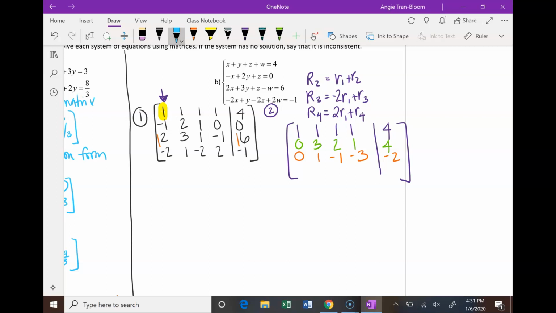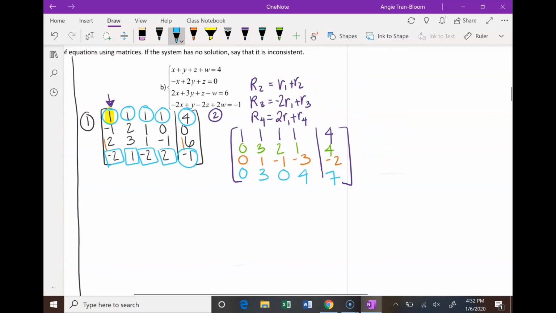Next, I'm changing row 4. 2 times row 1, which is 2. 2 plus negative 2 is 0. 2 times 1 is 2, plus 1 is 3. 2 times 1 is 2, plus negative 2 is 0. 2 times 1 is 2, plus 2 is 4. 2 times 4 is 8, plus negative 1 is going to be 7. So let me double check with that: 0, 3, 0, 4, 7. Good. So step number 2 is done.